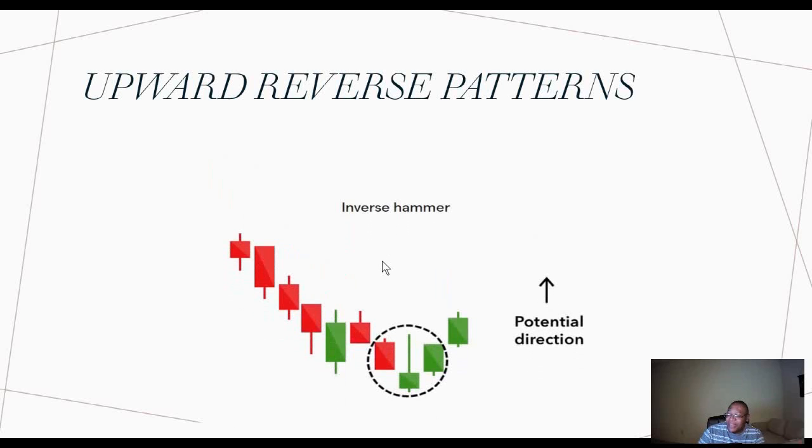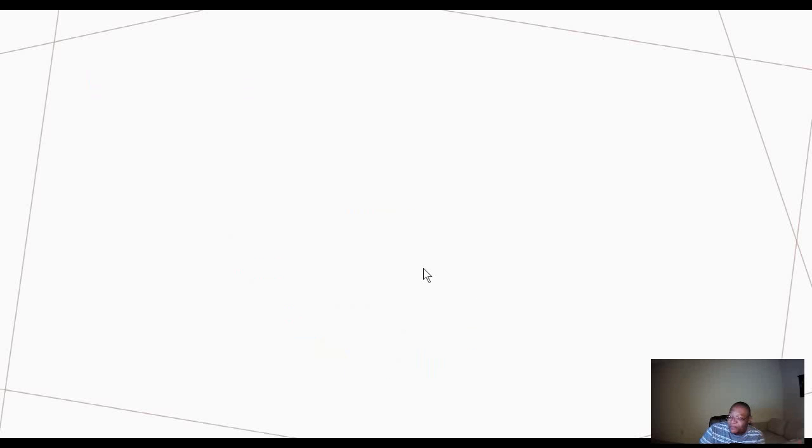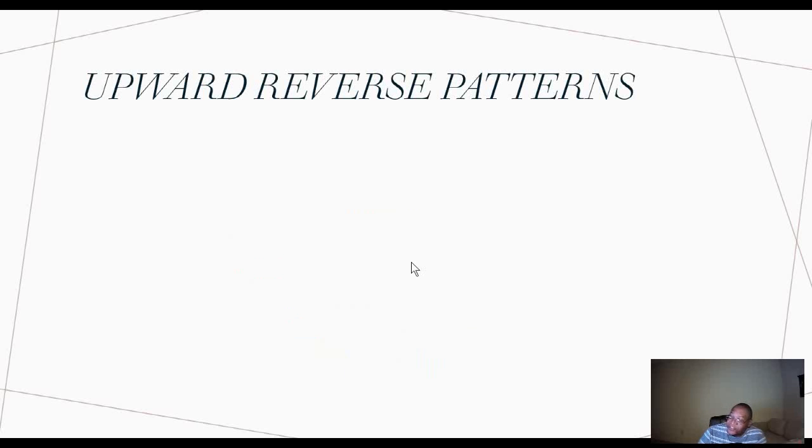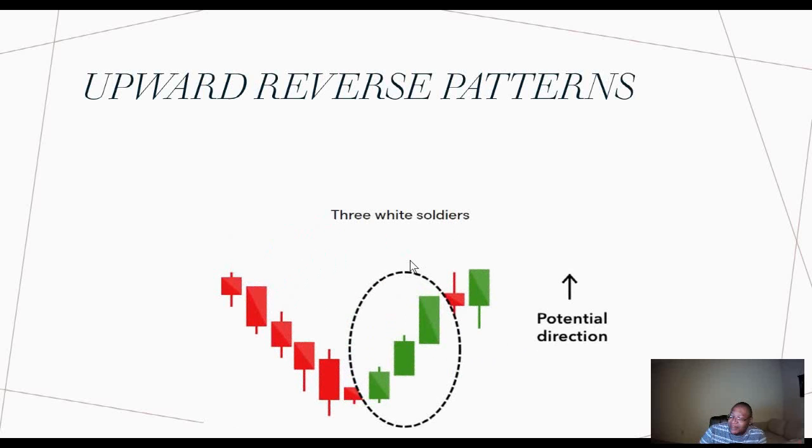The next pattern is called an inverse hammer, which is a hammer once again. Once again going down, red, red, red, red, red, and then we got this green hammer all of a sudden that appears with this long wick up at the top. It looks like a hammer that's placed down on its head on the floor. Once again, I look for the 3rd candlestick confirmation that it is going up, and then that's when I go in for the kill. Reverse hammer, plain and simple. Now let's go to the third reverse upward pattern that you can see here.